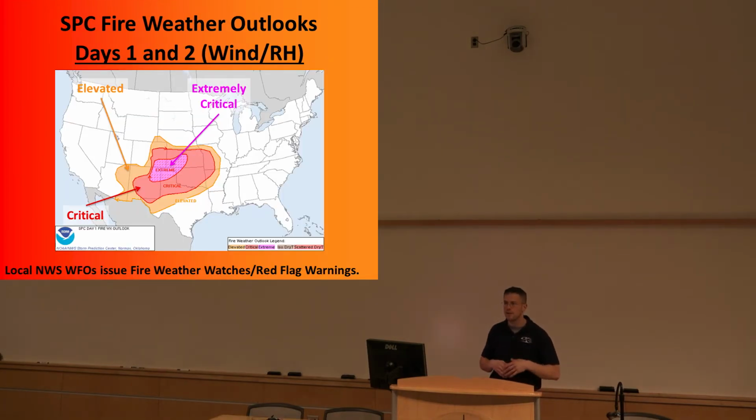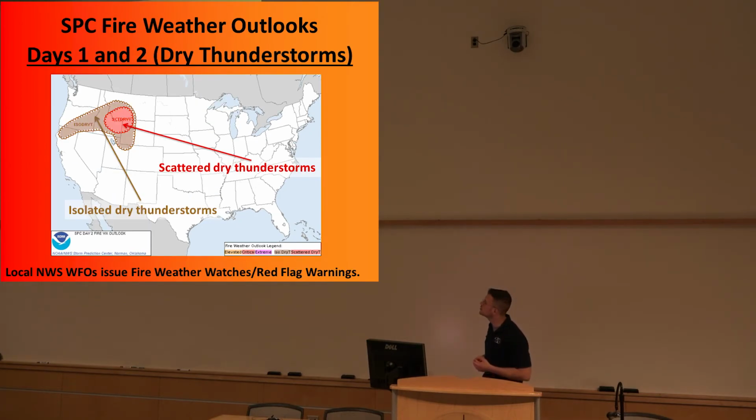All right, now let's talk about some of the products issued by the Storm Prediction Center in terms of fire weather outlooks. As you can see here, these are examples of day 1 and day 2 fire weather outlooks. This is a specific day 1 fire weather outlook that includes areas of the most volatile, the most dangerous fire weather conditions highlighted in an extremely critical area. Critical fire weather conditions, as you can see in the surrounding region in red, with the extremely critical in magenta, and then elevated fire weather conditions indicated in orange over here. Local National Weather Service weather forecast offices issue the fire weather watches as well as red flag warnings.